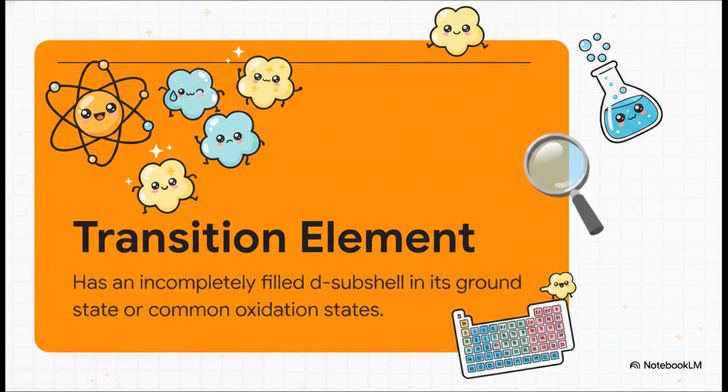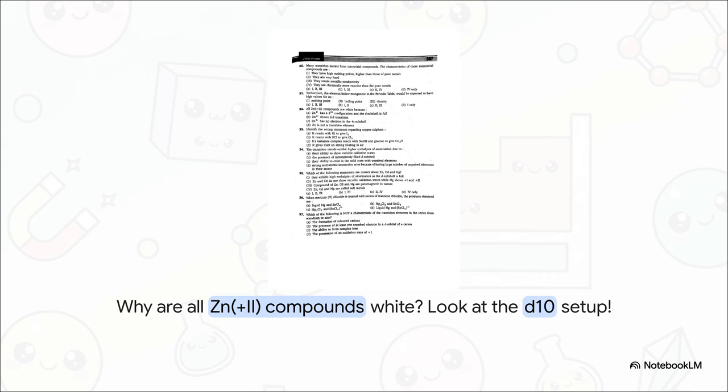If that D subshell is completely full, meaning it's got all 10 electrons packed in, or if it's completely empty, the element literally loses its transition superpowers. It has to be partially filled, either when it's just sitting normally in its ground state or when it forms a common ion. Now, what's really fascinating is how examiners use that exact definition against us.